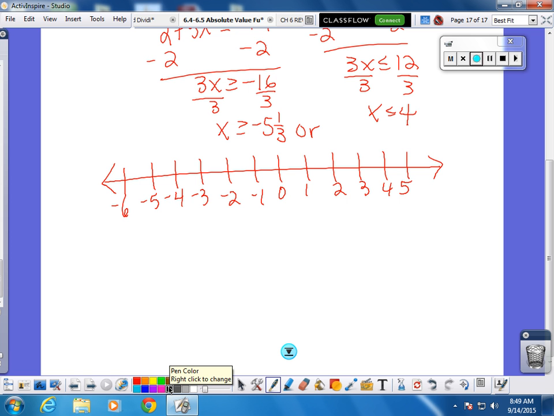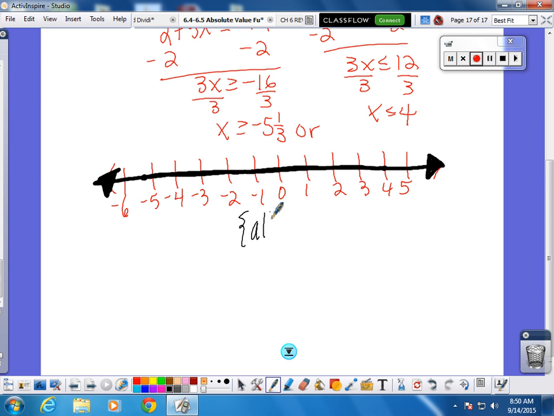And negative 5 1/3 is probably in this area right here, and it's greater than or equal to that. And then 4 is here, and it's colored in, it's less than or equal to that. So I'm going back over all this, but keep going. And what did I color in? The whole other line. How do I word that? All real numbers. Where does it go? From negative infinity to positive infinity.